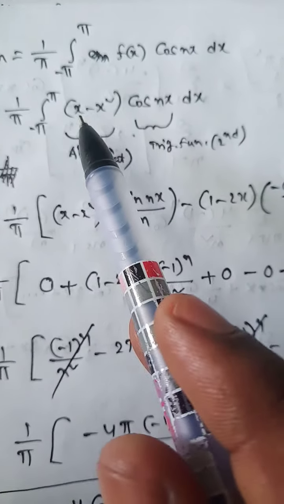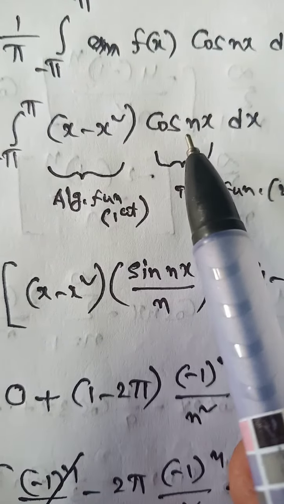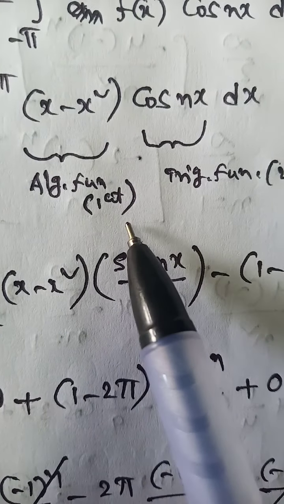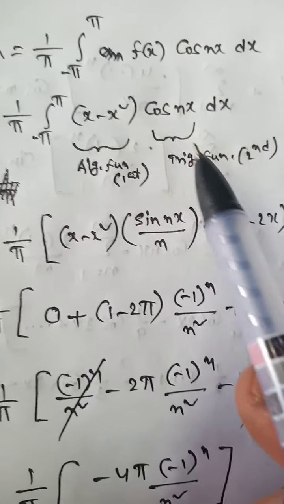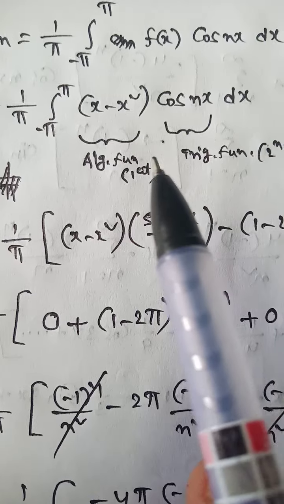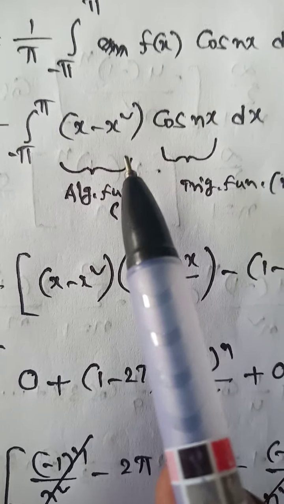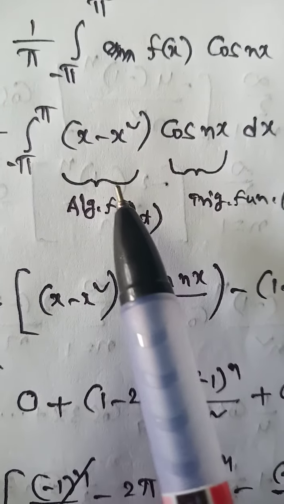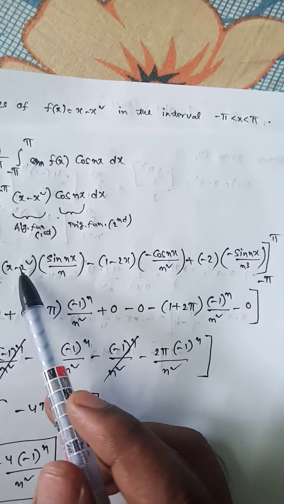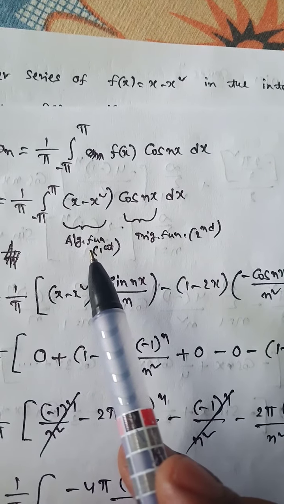Here, this is a polynomial algebraic function, and this is a trigonometric function. In the order, algebraic comes first. Therefore, the algebraic function is the first function, and the trigonometric function is the second function. Clearly I have written it here. That equals 1 by pi into, continue the integration. If the first function is an algebraic function, I have given a procedure. In one step you can complete the integration using this procedure, which is applicable only if the first function is an algebraic function.